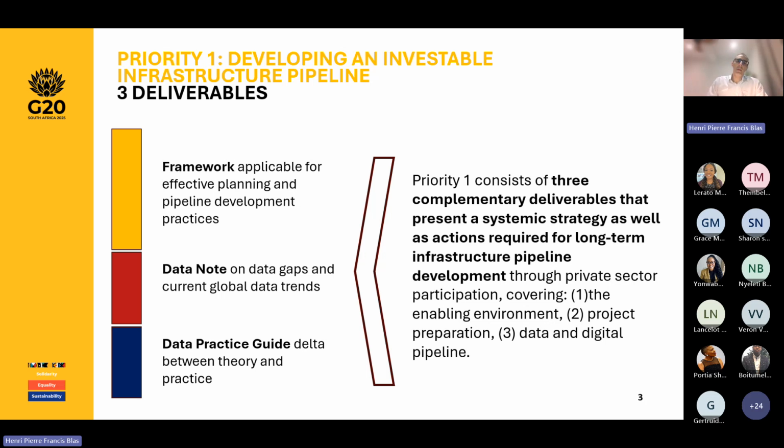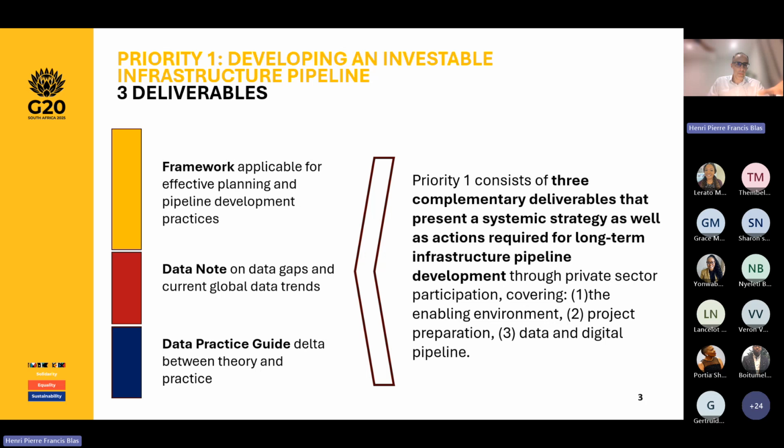So together, that's priority one, and the three deliverables work together. Like I said, the last two are readily available, and I think the link has been shared in the chat. The first one is being finalized at the moment. It's a very exciting document that will map all the tools and all the great knowledge that exists in order to deliver those infrastructure pipelines.